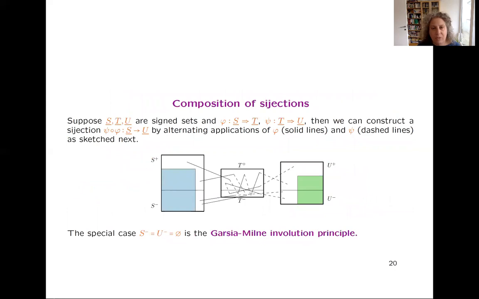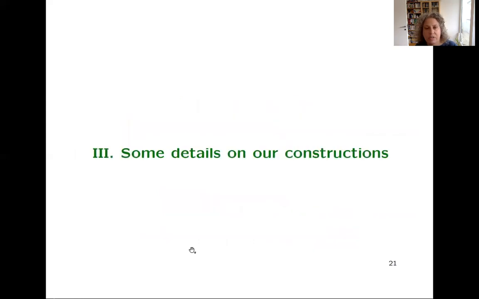Then this is more exciting. So there is also a notion of composition of zijections. If you have a zijection from S to T and one from T to U, then you can compose them, and the result is a zijection from S to U. And even more exciting is the special case when S minus and U minus are both the empty set, then you obtain the Garcia-Milne involution principle.